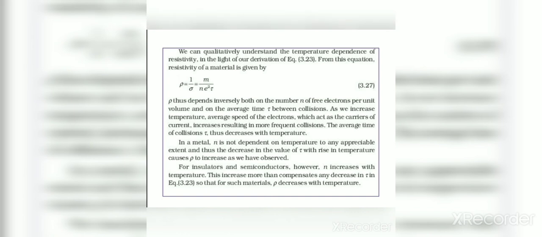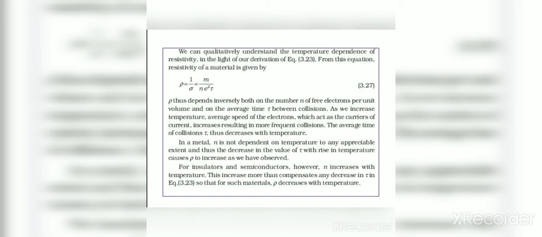We can qualitatively understand the temperature dependence of resistivity from our equation that we had discussed earlier, which is rho is equivalent to 1 by sigma, which is equivalent to m by n e square tau. From the equation, it is clear that rho depends inversely on small n, that is number of free electrons per unit volume, and also the relaxation time tau.